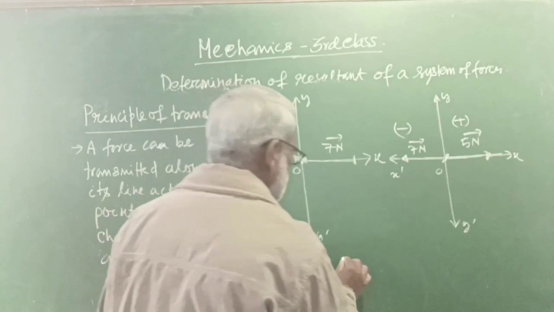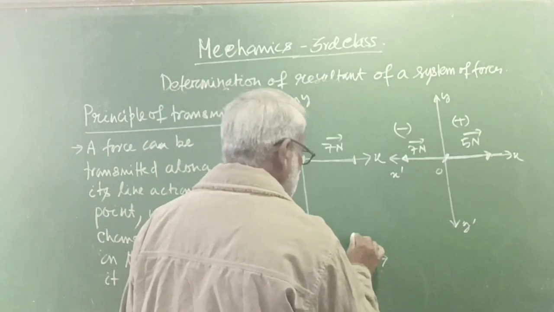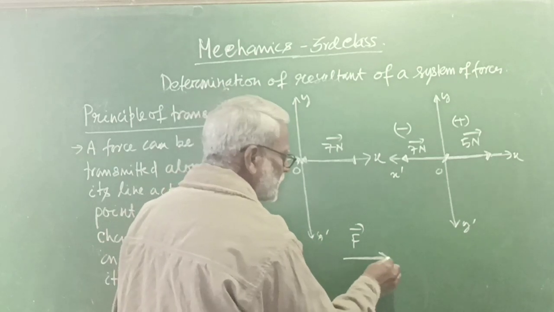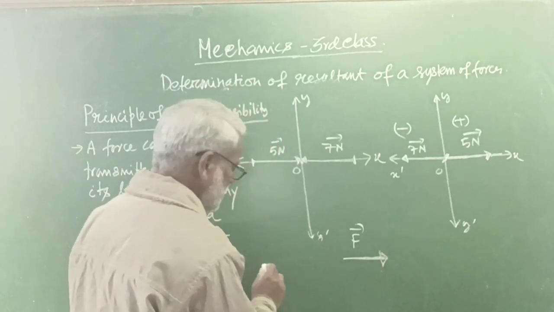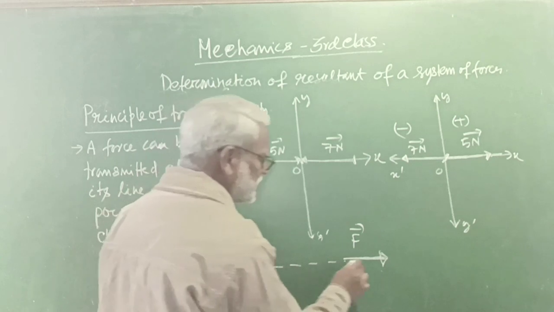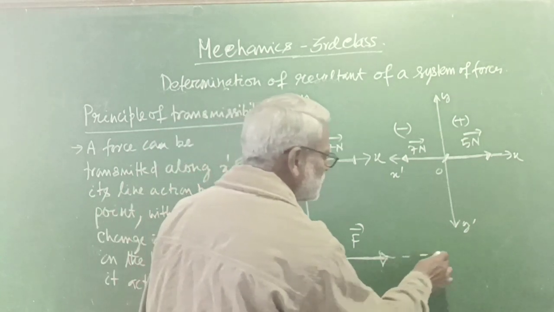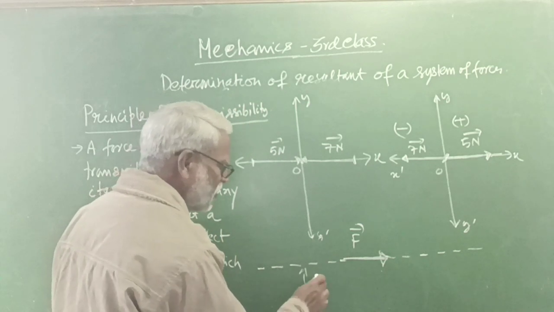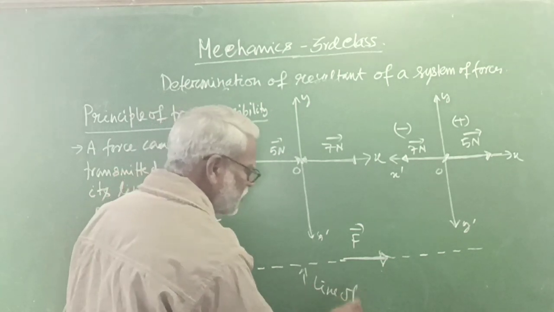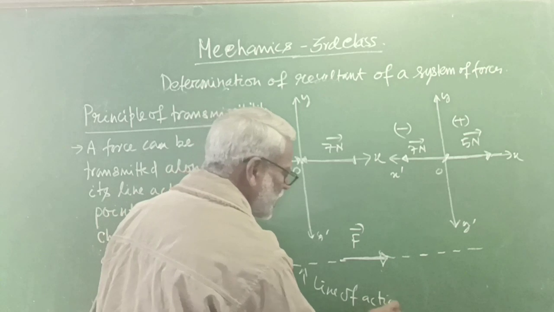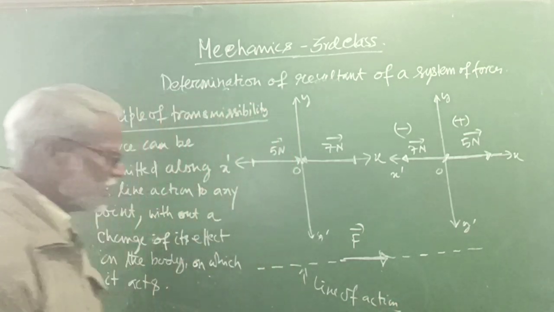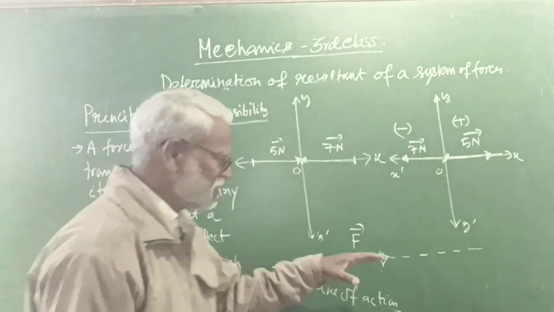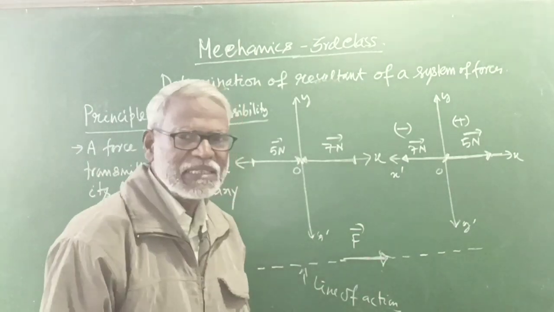Suppose there is a force here, suppose this is a force and this is its line of action. So we can draw a line through the direction of this force. So this line will be called its line of action. So a force can be transmitted to any point on its line of action.